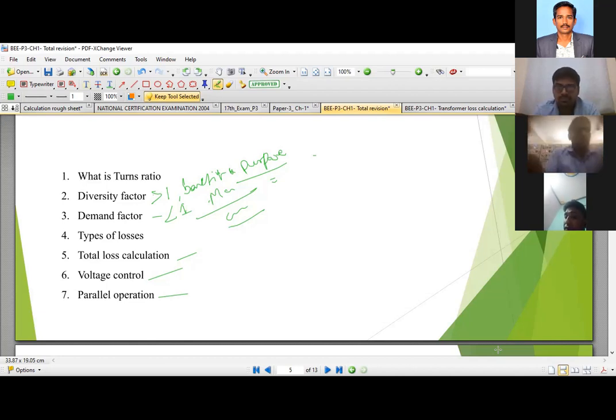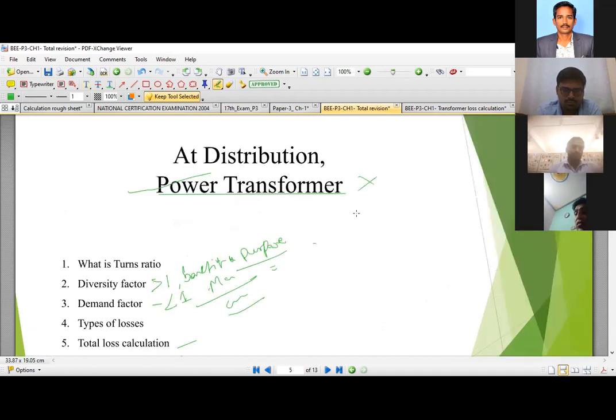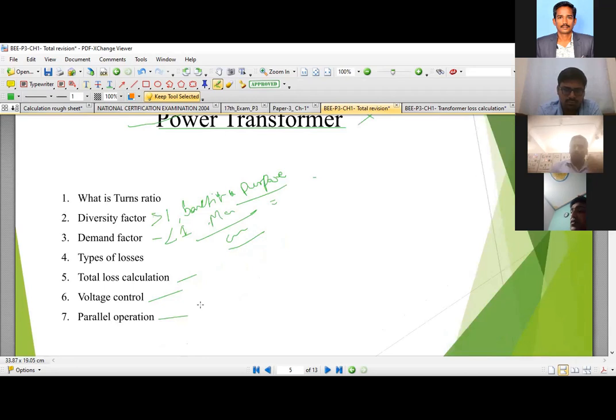What is the benefit of using the same percentage of impedance? If you choose both transformers with the same percentage impedance, what is the main benefit? It can reduce the losses. Circulating current is reduced. Okay, very good, very good. Very, very important one mark.